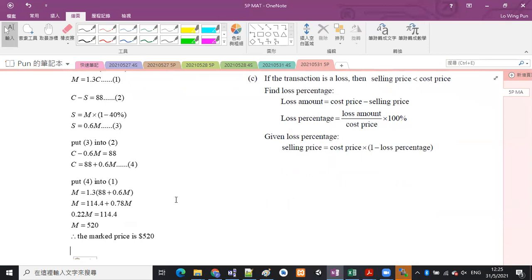Okay, so please remember to bring this back tomorrow. And I would like to talk about the simple interest and the compound interest tomorrow. Okay, is that up?